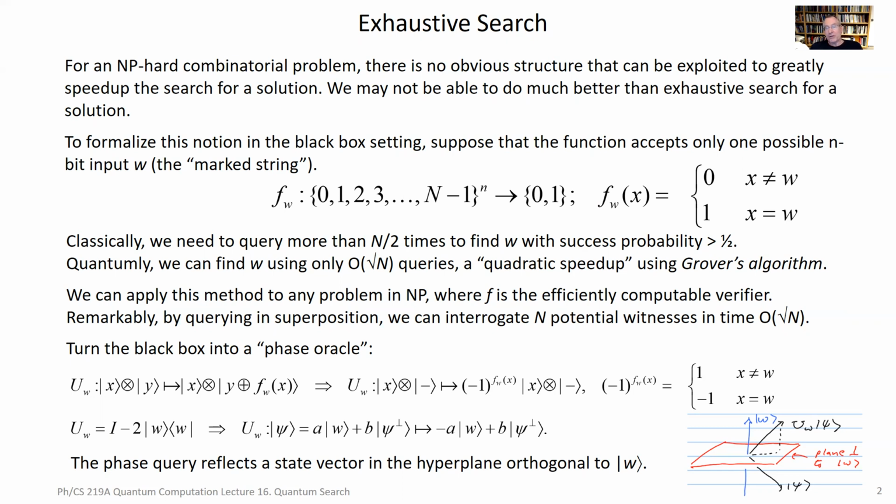But quantumly, it turns out that just the square root of N queries are enough. That's the quadratic speed up. The way we achieve this miracle is called Grover's algorithm. And it's really pretty cool that we can search through N possible solutions in square root of N time with just square root of N queries. We do it by using quantum superposition, by querying in superposition. That's how we're able to surpass what we would be able to achieve classically.